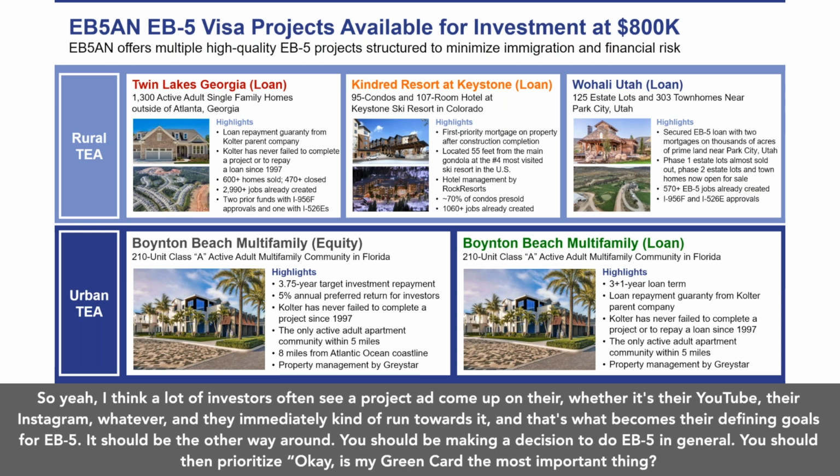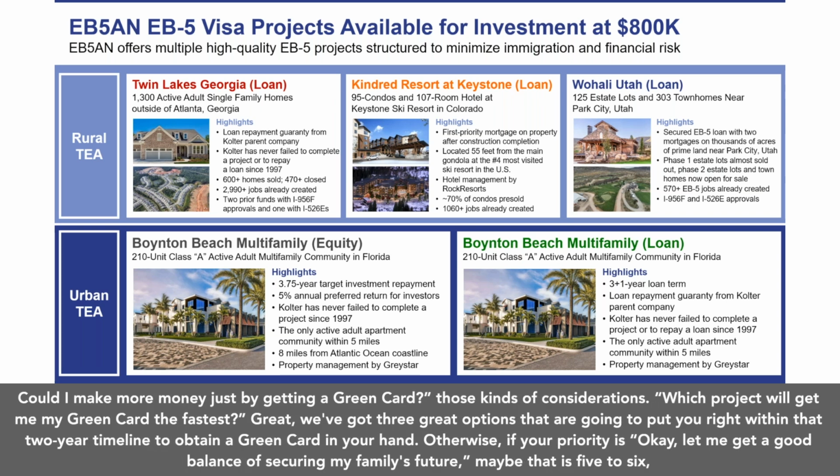So yeah, a lot of investors see a project ad come up on their YouTube, their Instagram, whatever, and they immediately run towards it. And that becomes their defining goal for EB5. It should be the other way around. You should be making a decision to do EB5 in general. You should then prioritize: is my green card the most important thing? Could I make more money just by getting a green card? Okay, which project will get me my green card the fastest? Great. We've got 3 great options that are going to put you right within that 2-year timeline to obtain a green card in your hand.